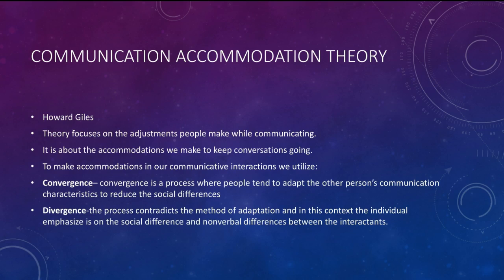There are 2 ways that this process is explained. Convergence is the first way that we do this, where people tend to adapt their communication characteristics to reduce social differences. And then divergence is the process that contradicts that method of adaptation, where the individual emphasizes the social differences and the nonverbal differences between the 2 people communicating. These 2 processes are usually dependent on the characteristics of the communicative situation itself.